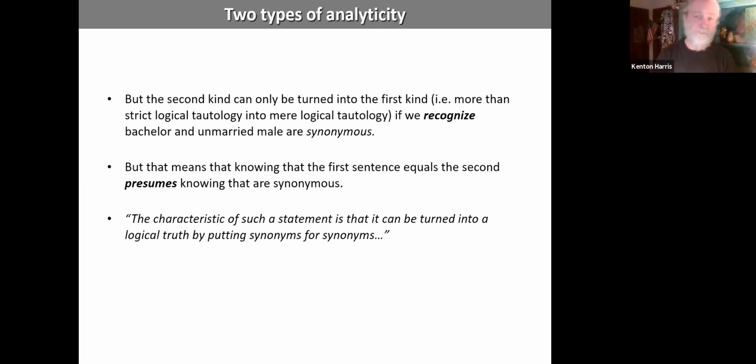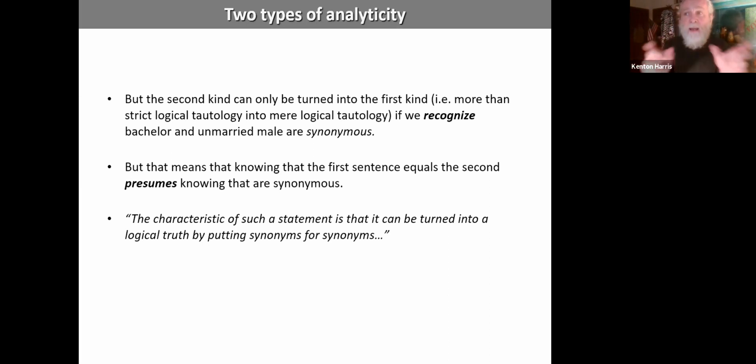So what's his point here? In order for me to realize that the statement no unmarried male is married is just as logically necessary as the statement no bachelor is married, if I'm going to realize those are equally necessary, I can only do so if I already realize that unmarried male and bachelor are synonymous. So I have to already know they're synonymous.